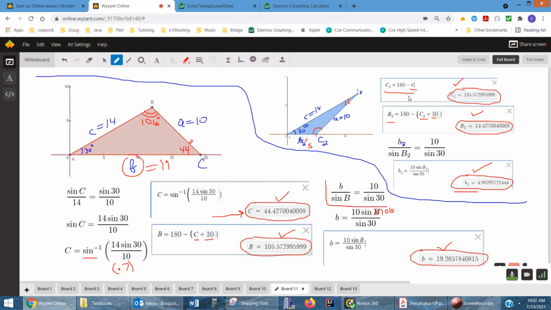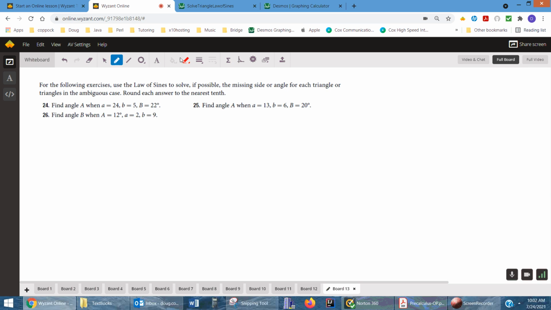Some textbooks, instead of using subscripts here, will use C prime, B prime, and little b prime to talk about the obtuse triangle. Okay, so let's finish up. We're not actually going to solve these triangles, but we're going to decide how many triangles there are. We're given angle B and side b, and another fixed side, so that's side, side, angle.